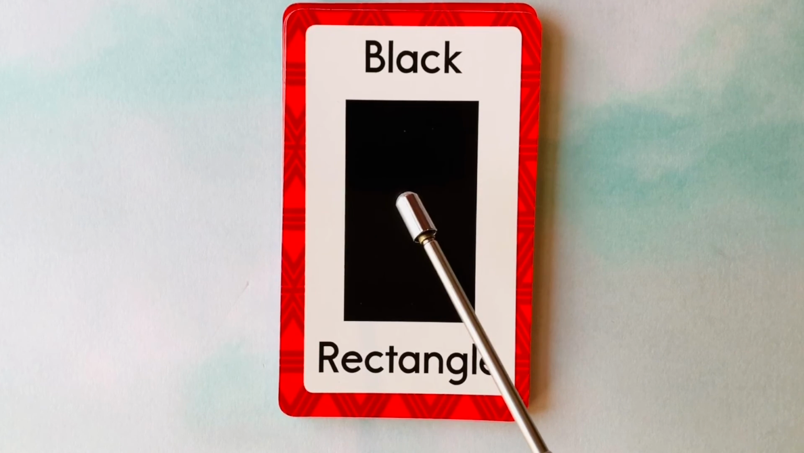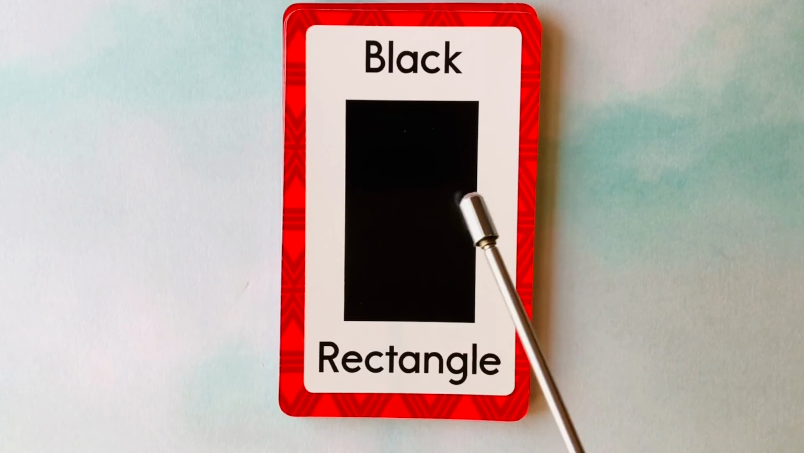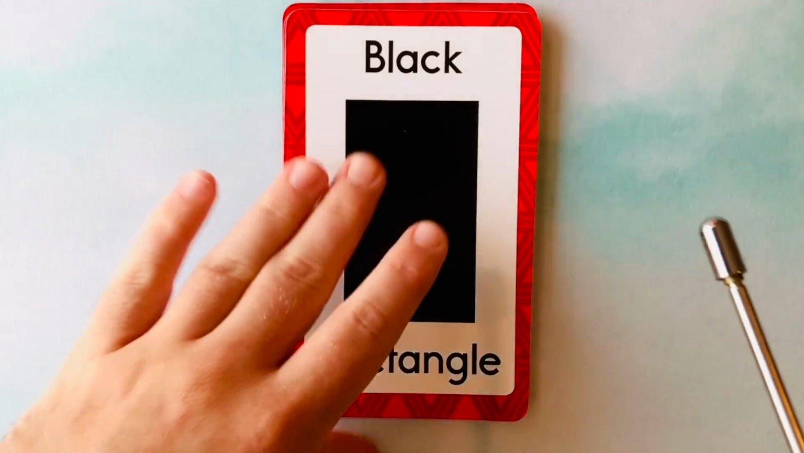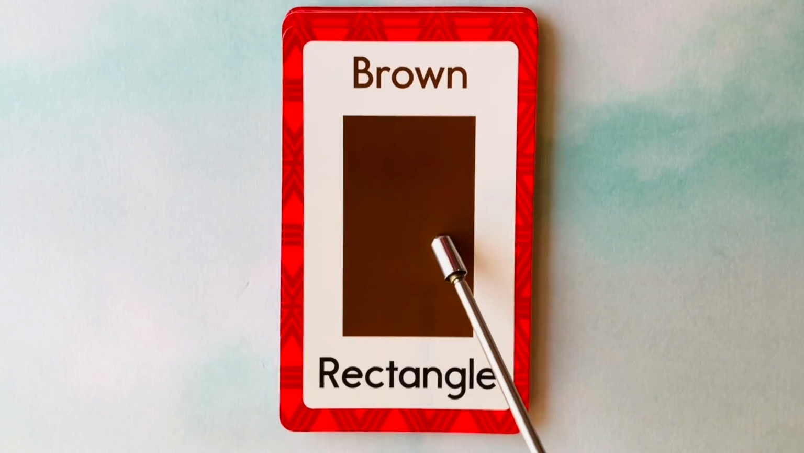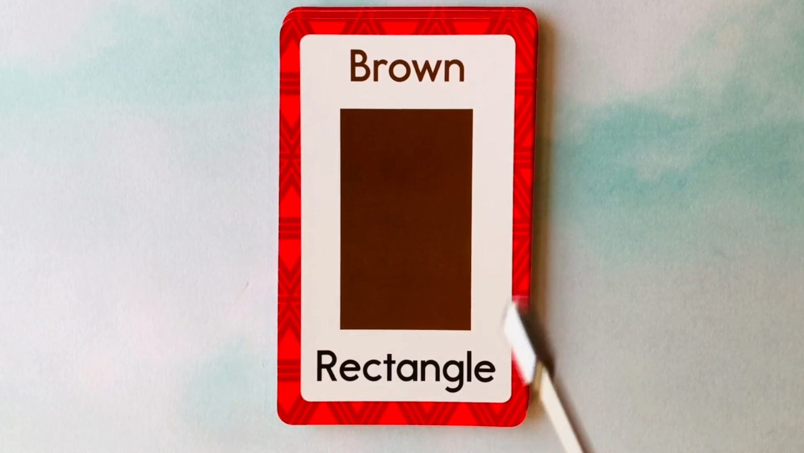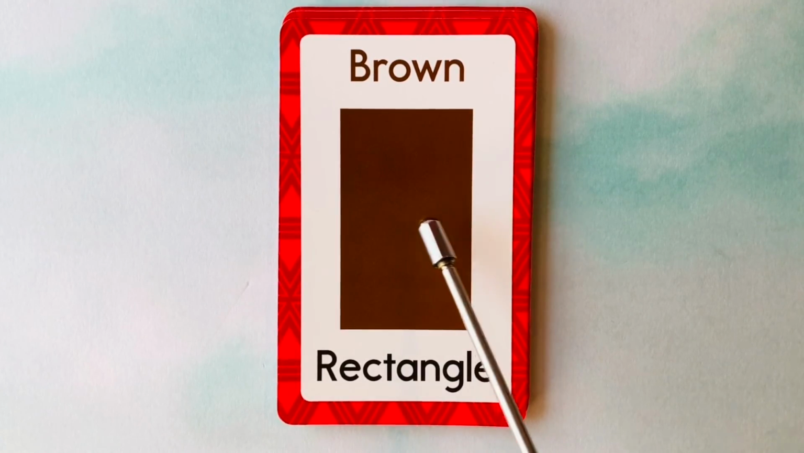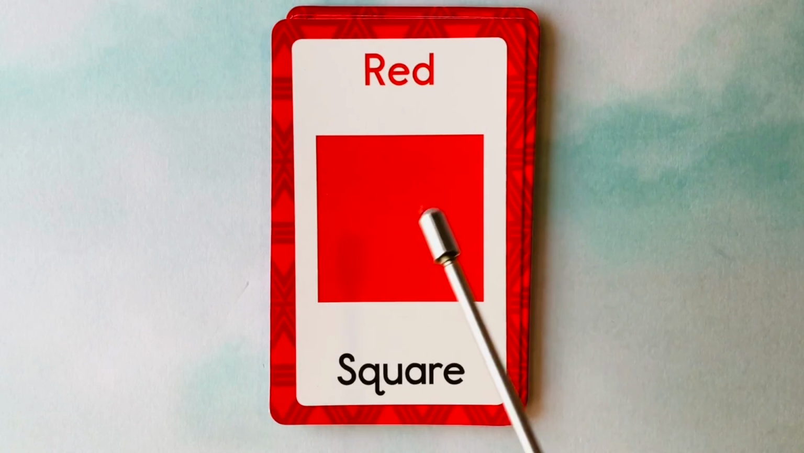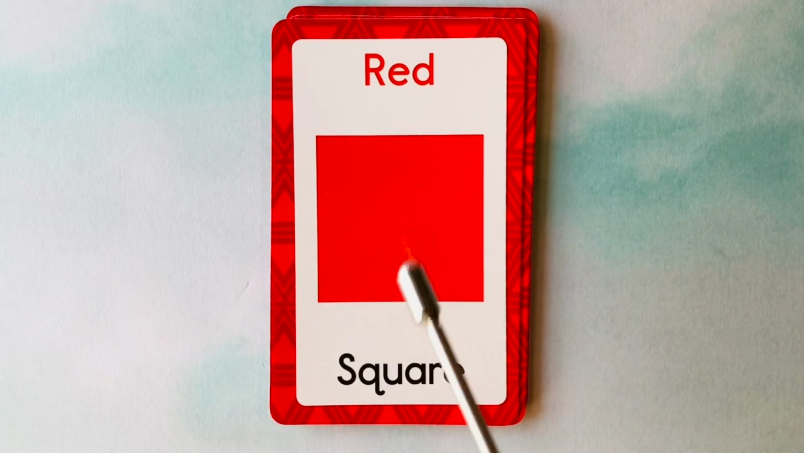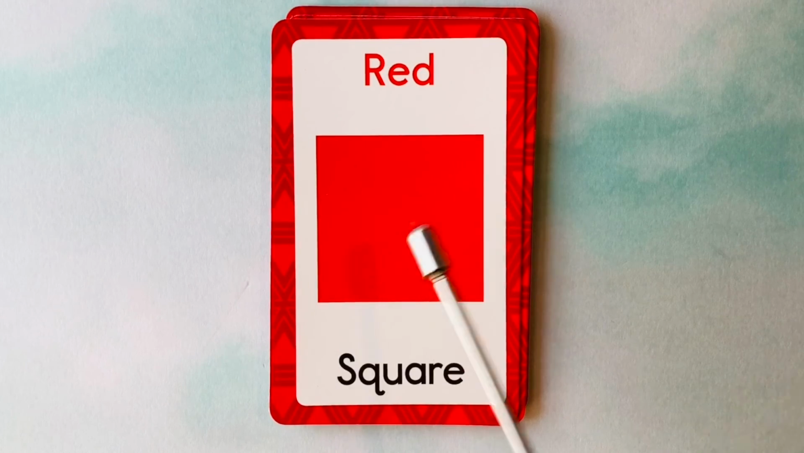This is a rectangle. What color is this rectangle? It's a black rectangle. This is also a rectangle. What color is this rectangle? It's a brown rectangle. This is a square. What color is this square? It's a red square.